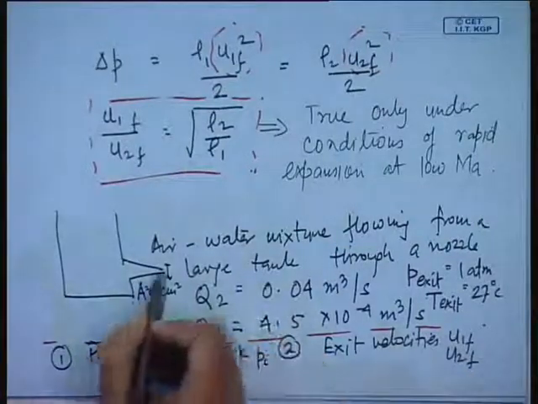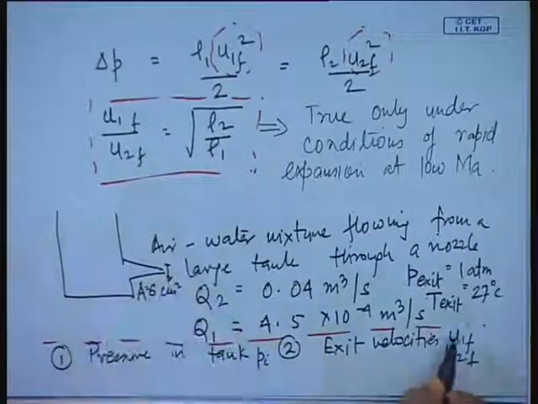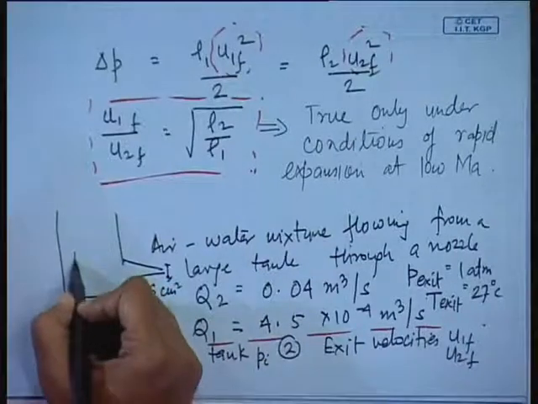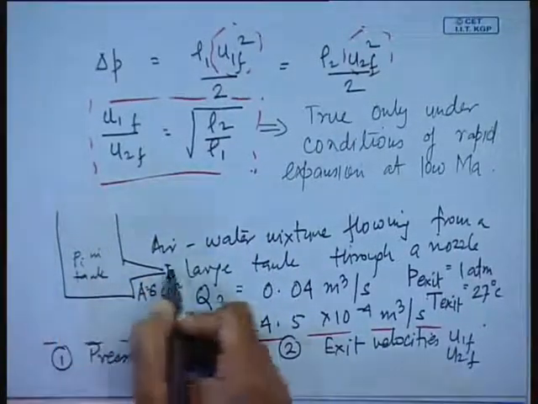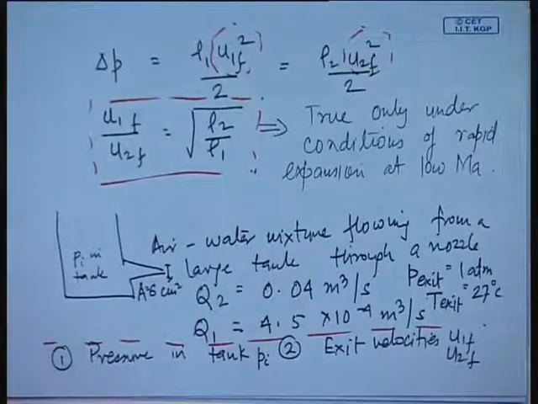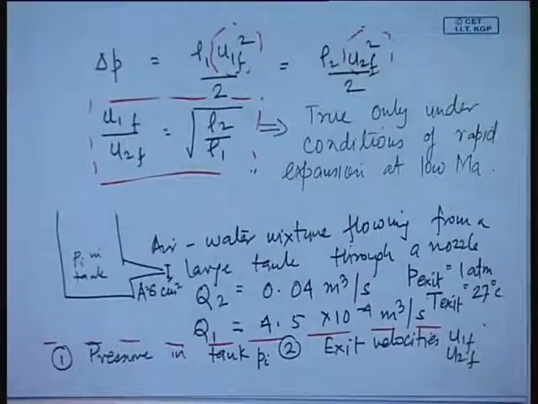So what you are required to find out are the exit velocities U1F, U2F, and the pressure PI in the tank. PF equals 1 atmosphere, it is given. Just this much is given, nothing else. How to proceed? What do you suggest? How should we proceed to do this particular problem?